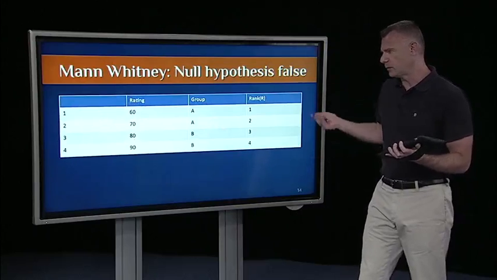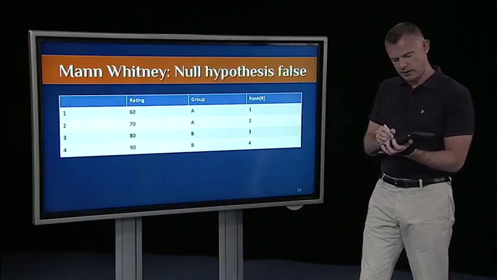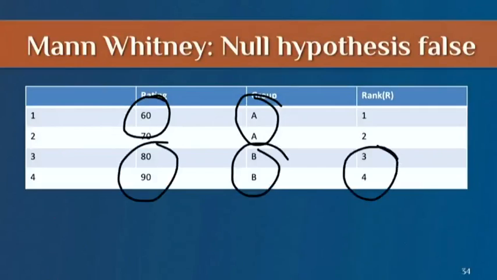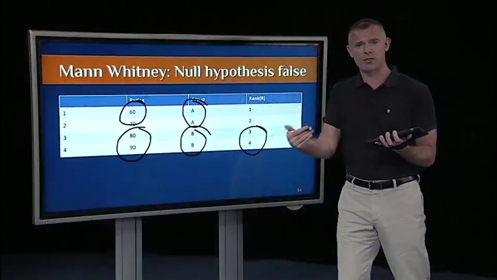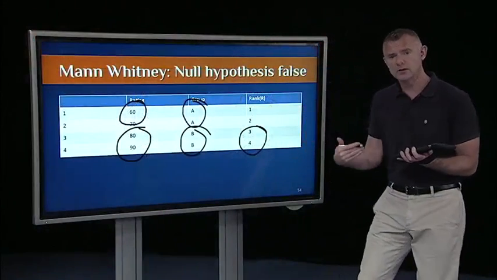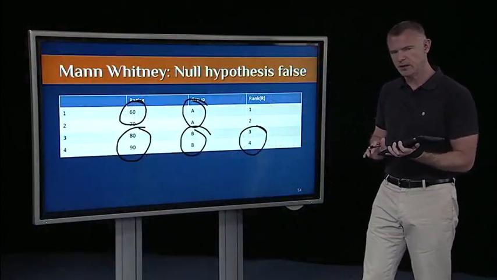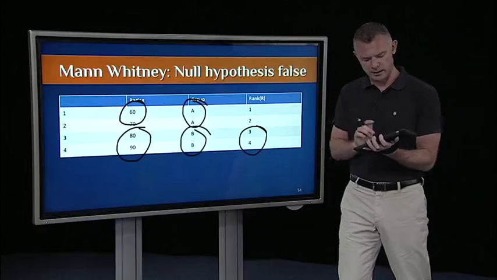In this example, it's completely different. So in group A, they had lower ratings than in group B. So now the sum of the ranks in group B is 7. If I took the difference between the highest sum possible, 10, and 7, I get 3. That's the lowest U value I could get in this tiny little example. Again, I don't want to do that by hand. I want to just plug it into R.